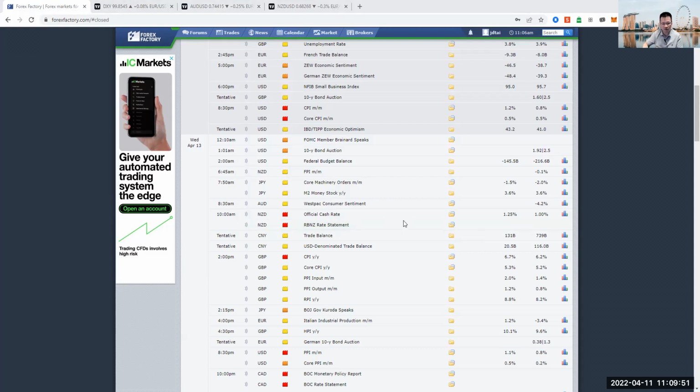So pay a bit of attention to this news on Wednesday morning. If we're entering any trades now, then make sure, especially for the New Zealand dollar and the Aussie dollar, you know, look to get out before this news on Wednesday morning.